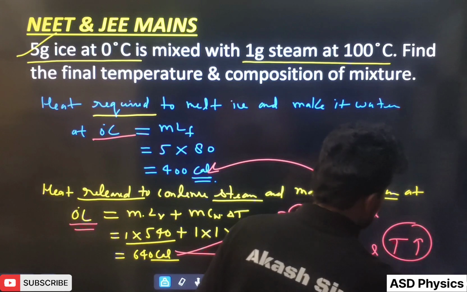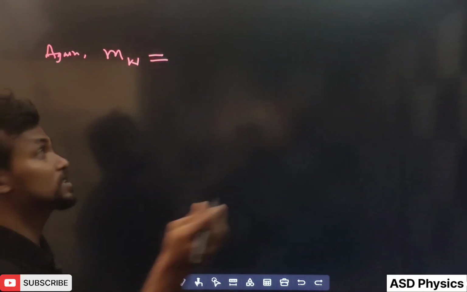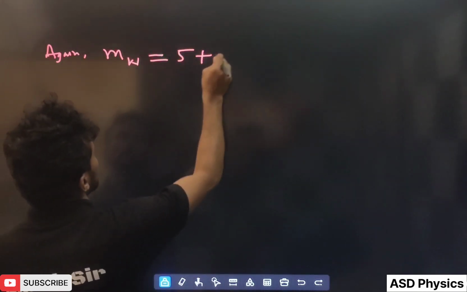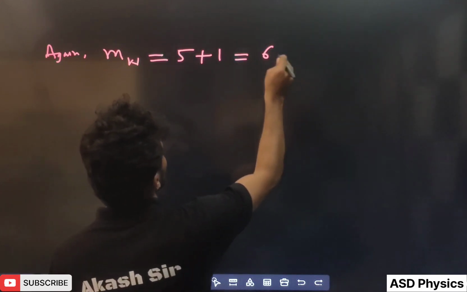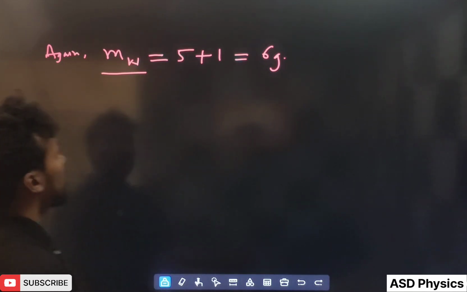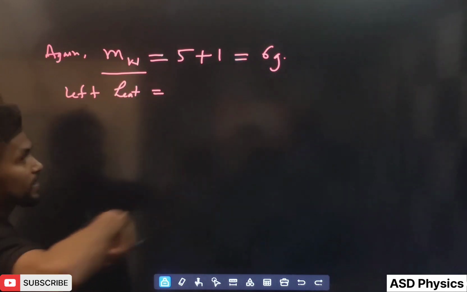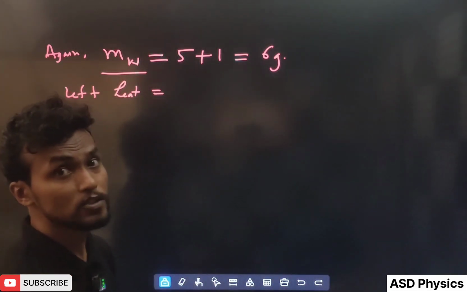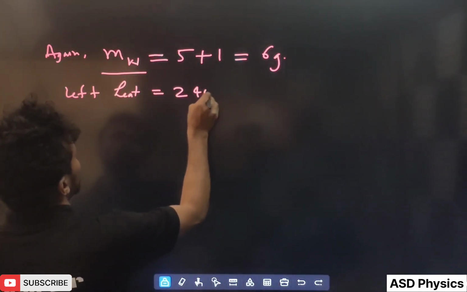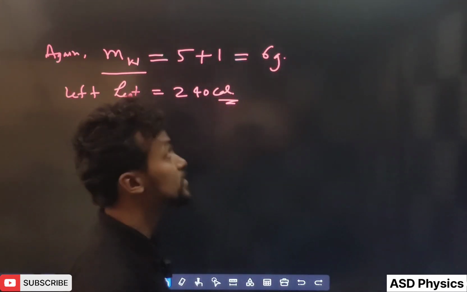Okay, students. So again, let me see here please. 5 gram ice is there, 1 gram steam is there. Now I'm talking about the mass of water. 5 gram ice has become water plus 1 gram steam has become water. That means 6 gram mass is there, in the water state. After that, how much heat is left with us? 400 calories were used to make ice into water, so 240 calorie is left here. This 240 calorie will increase the temperature of 6 gram of water.